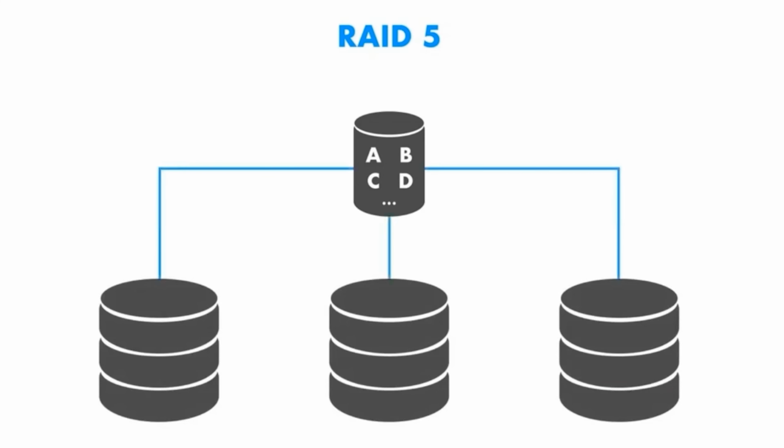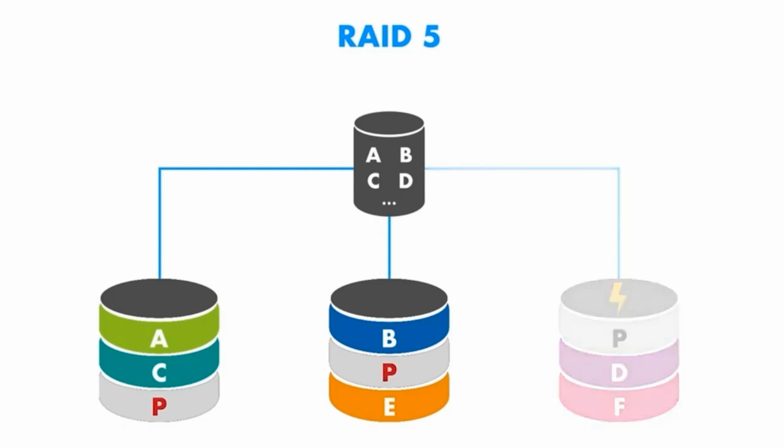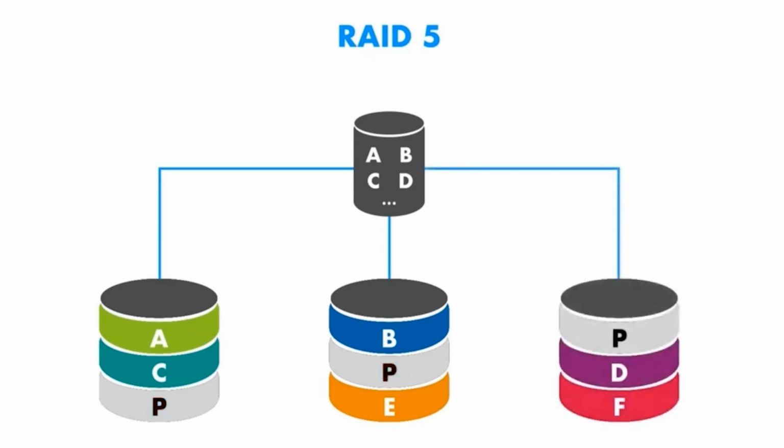In addition to the data itself, the system writes parity blocks that are evenly distributed across all the drives in the array. In the event of a single drive failure, the algorithm uses these checksums to mathematically reconstruct the lost information based on data from the remaining functional devices. Thus, the array remains fully operational until the failed drive is replaced.